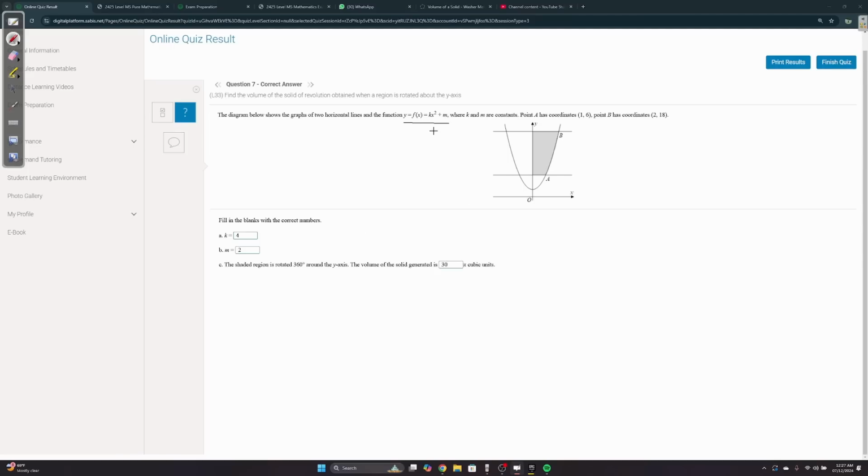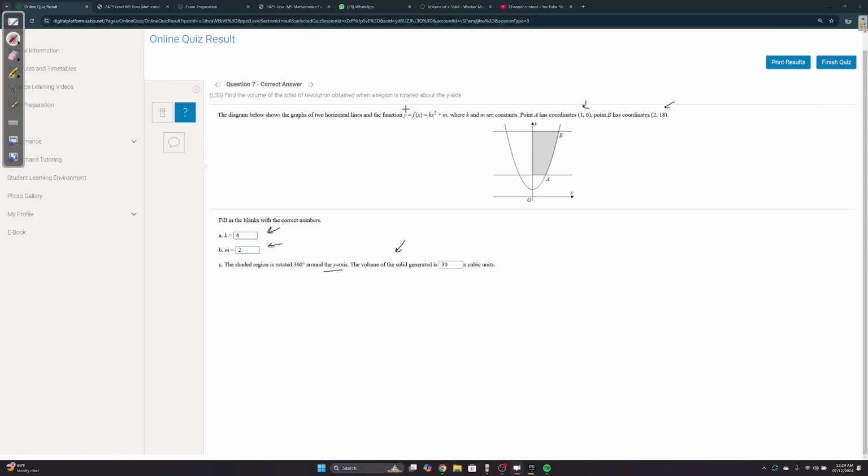And then fill in the blanks. I guess they want you to find k and m, and then they're saying find the volume of the shaded region when it's rotated around the y-axis. First, I'm going to start with finding k and m. It's very, very easy. They gave you a point 1 comma 6 and 2 comma 18. So they gave you 2 points.